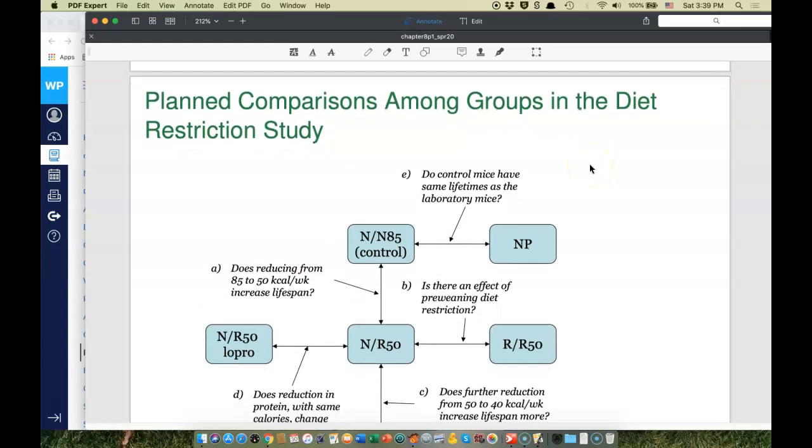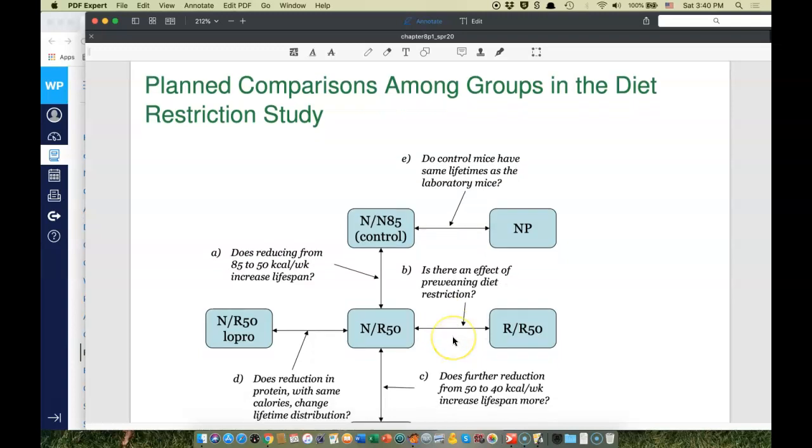All right, here are the questions or the considerations, the planned comparisons among the groups in the diet restriction study. So they were curious whether reducing from 85 to 50 kilocalories per week would increase lifespan. So to answer that, they would have to make this comparison between these two groups. For B, is there an effect of pre-weaning diet restriction? So comparing the NR50 with the RR50.